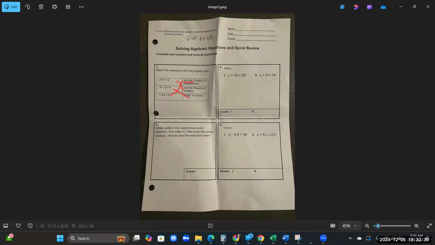All right, number 2, solve. X plus 15 equals 25. X plus 9 equals 34.